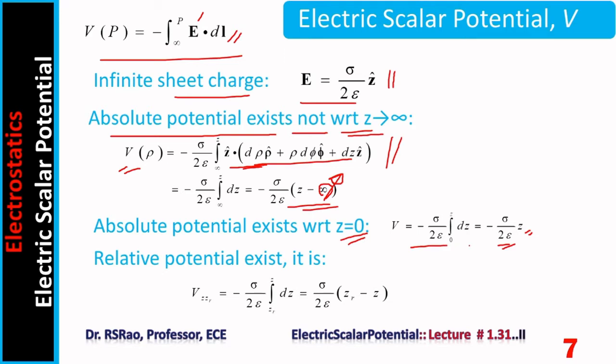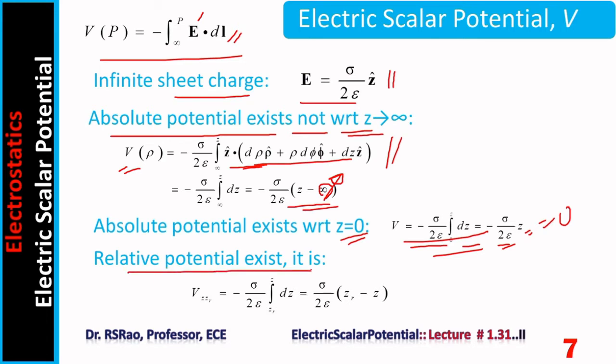So we can draw the inference that a zero potential point exists for plane sheets. It is the z equal to 0 point. With respect to z equal to 0, potential is 0. How can we know the potential is 0 at z equal to 0? See, this is the expression. Substitute z equal to 0 here. How much are you getting? We are getting 0. So the potential is 0 at z equal to 0. Therefore, the zero potential point is the z equal to 0 point. Hence, absolute potential exists for plane sheet charges.